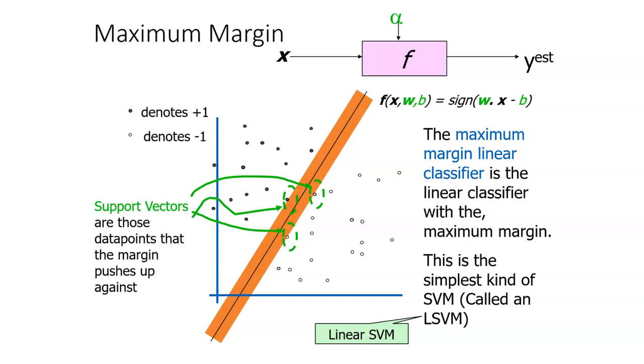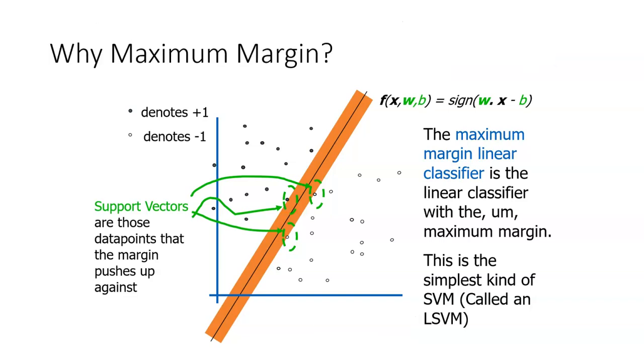So here you can see support vectors. These are the data points that the margin pushes up against, right? You can see these have been highlighted: two white data points and one dark data point. These three are called support vectors, the data points that push against each other to form the margin.